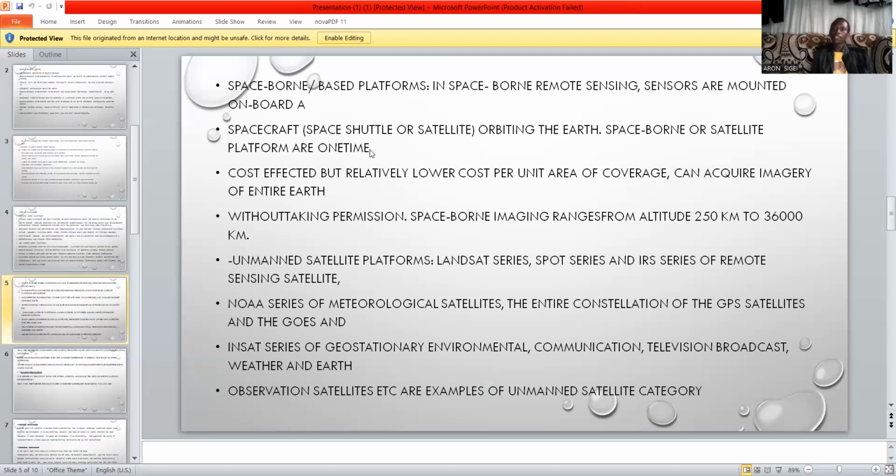Space imaging ranges from an altitude of 50 kilometers to 36,000 kilometers. Unmanned satellite platforms include the Landsat series, Spot series, and IRS series of remote sensing satellites, series of meteorological satellites, the entire constellation of GPS satellites, and GOES series of geostationary environmental, communication, television broadcast, weather, and other observation satellites.